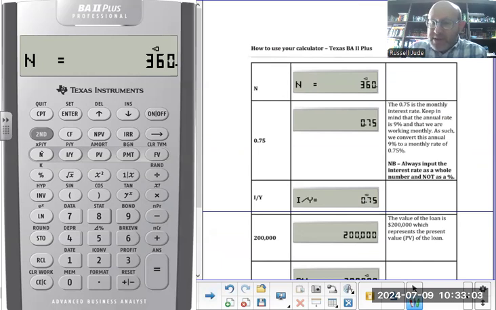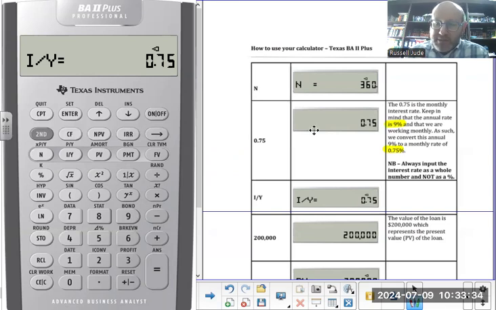Interest rate, remember, it's a 9% interest rate per annum, but again, we are going to be working monthly. We divide that by 12, and it gets to 0.75%. But remember, when we're working with any of our functions within the calculator, we don't put 0.75%, we put 0.75 as that whole number. Input that in as my I/Y, my interest rate, and that's my monthly interest rate.